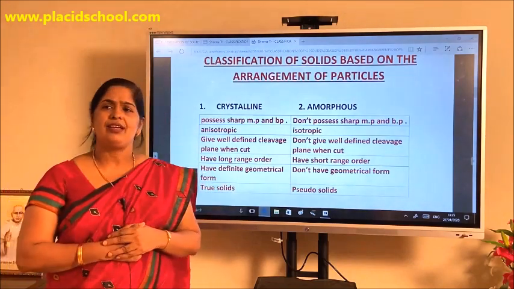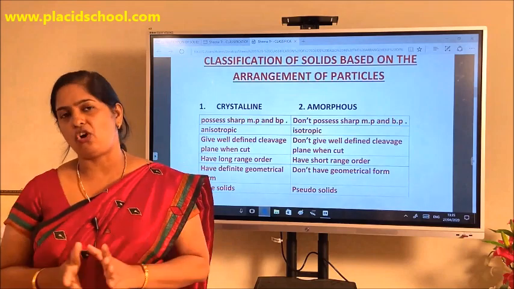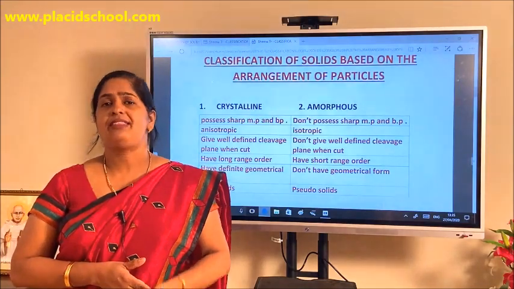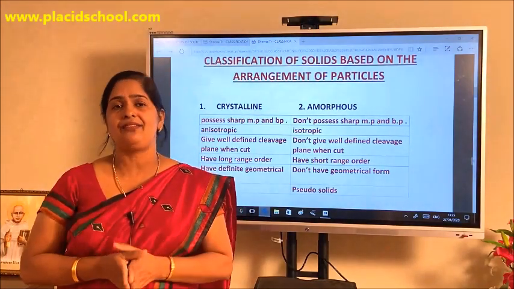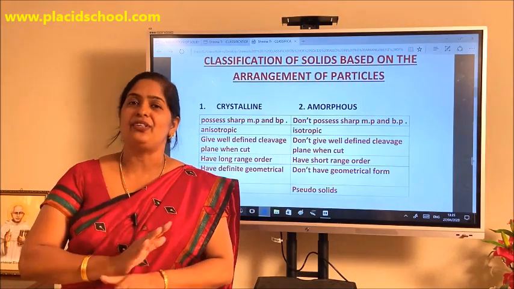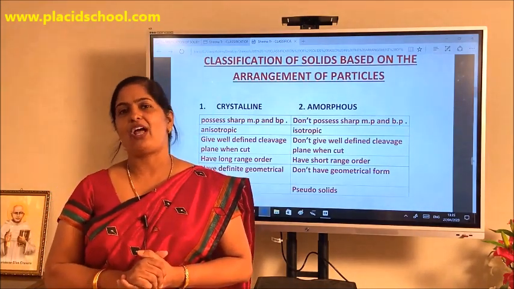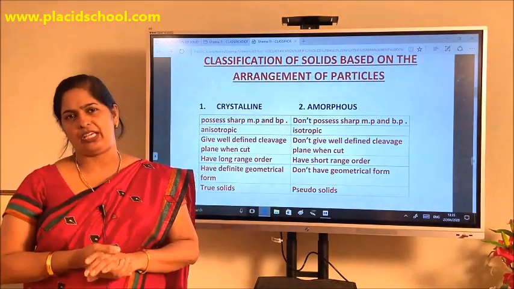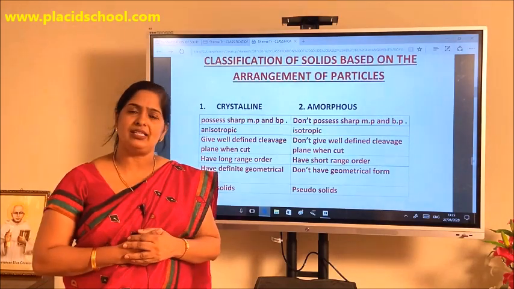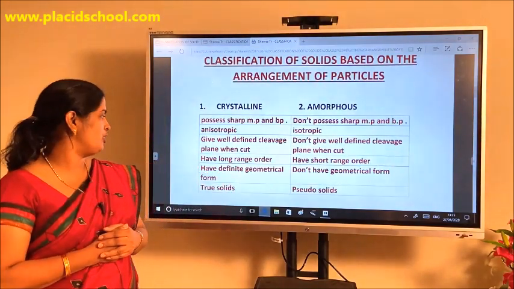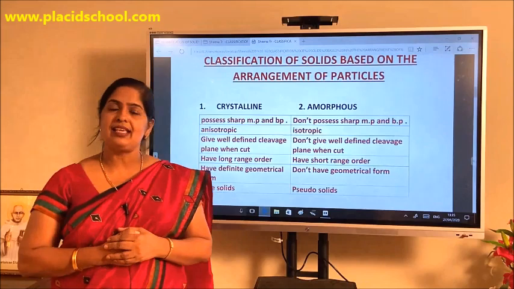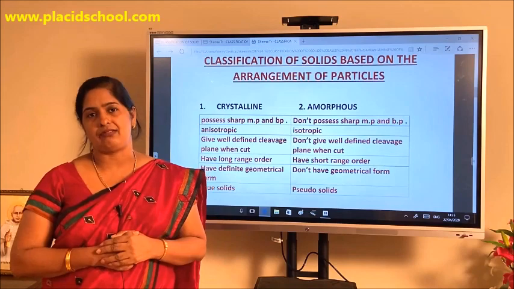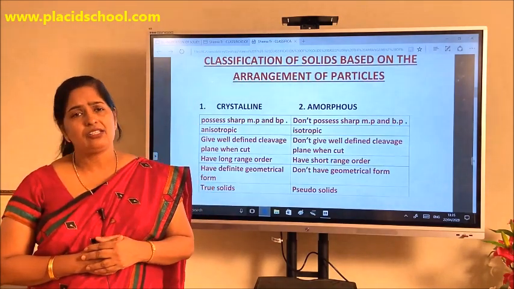The fourth difference, crystalline solids have long-range order. I told you, when we draw a line along any direction, the arrangement of particles on both sides of that line will be one and the same for the entire crystal. But for amorphous solids, the uniformity is seen only in a short range, or we can say amorphous solids have short range order.